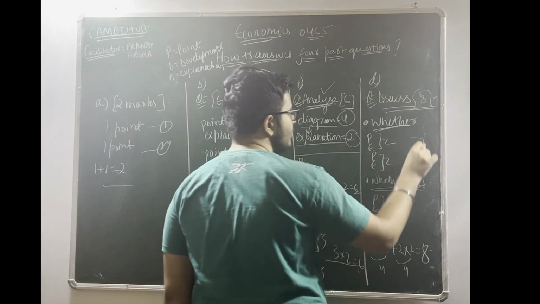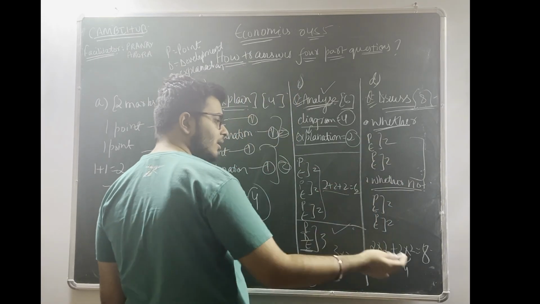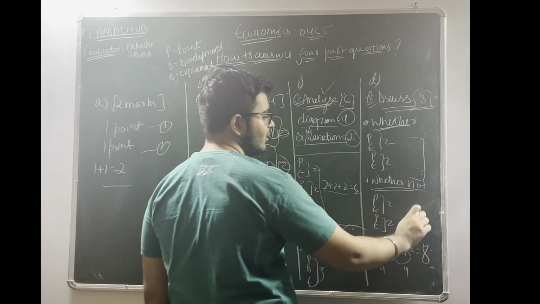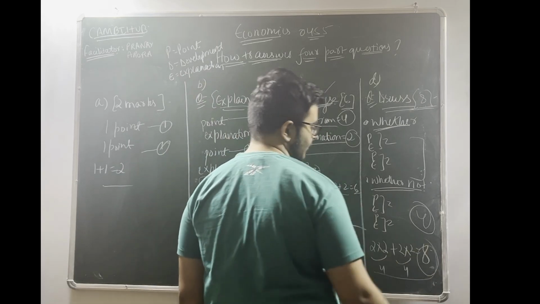So for whether, you can mention point, explanation, 2 marks for each. For whether not, you can also mention 2 points where you follow the sequence of point, explanation, point, explanation. So in total 4 points we have mentioned with their explanations, 4 into 2, which makes it 8, right?